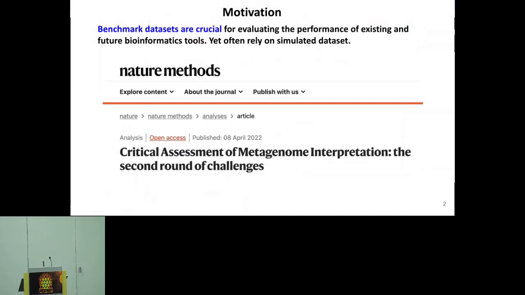Benchmarks are crucial for evaluating the performance of current and future bioinformatics tools, yet they often rely on simulated datasets. Even the state-of-the-art benchmark CAMI relied on simulated datasets. So our approach is aimed at addressing the limitations of both experimental and simulated datasets by combining the strengths of both kinds of approaches.